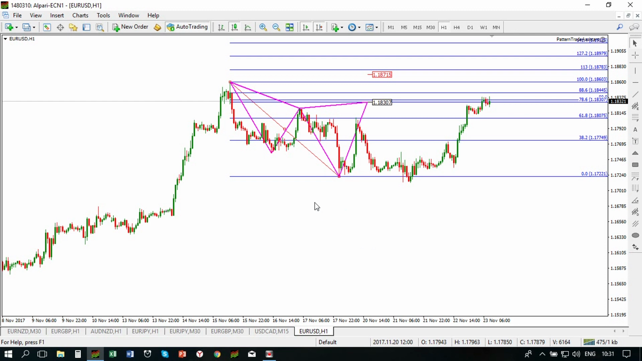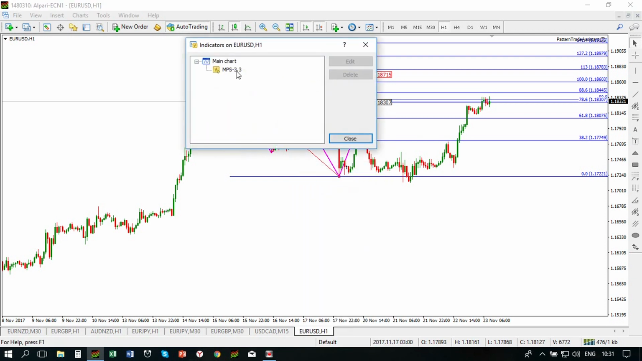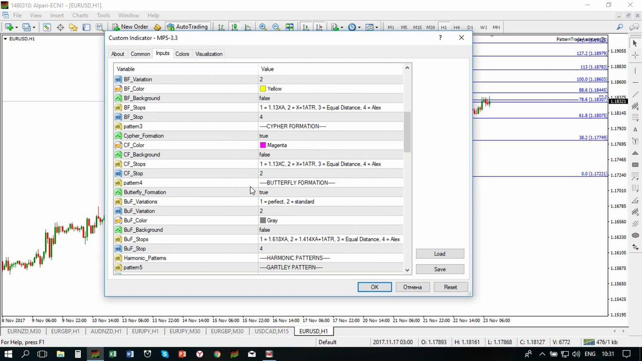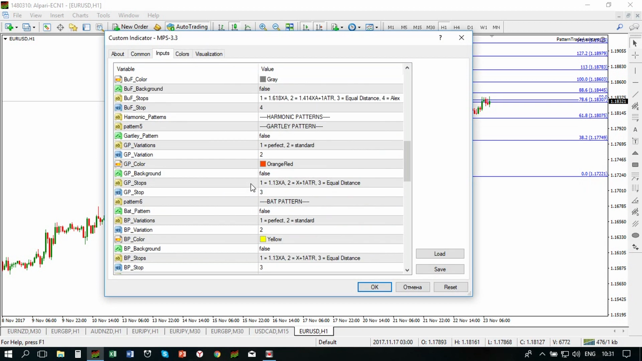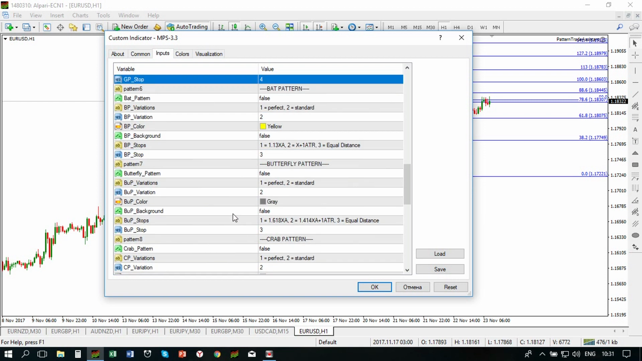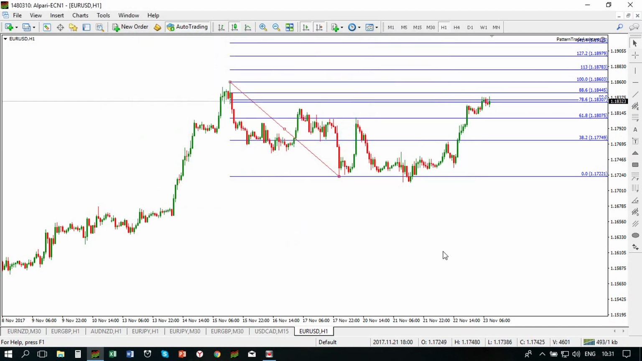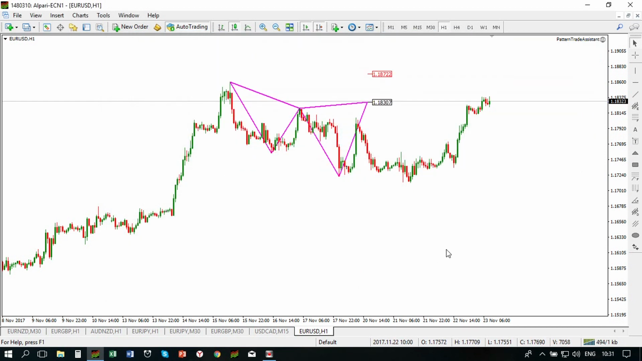Okay, what is next? Let's go here, object list, pattern search. Number 4 is equidistance. Equidistance is something wonderful. It's not a pattern, it is a formation. Equidistance number 3. So it is this. Perfect.